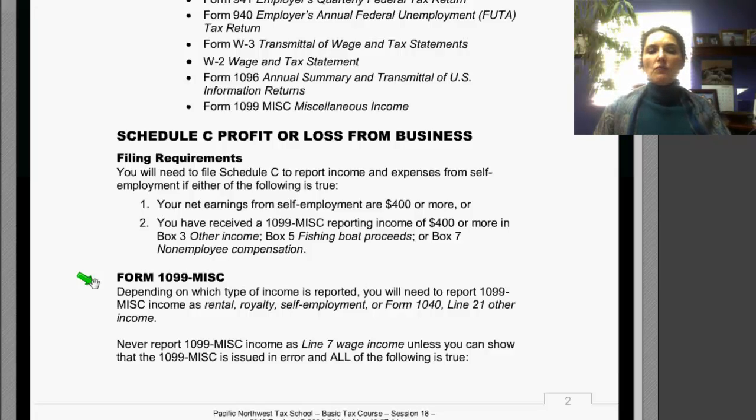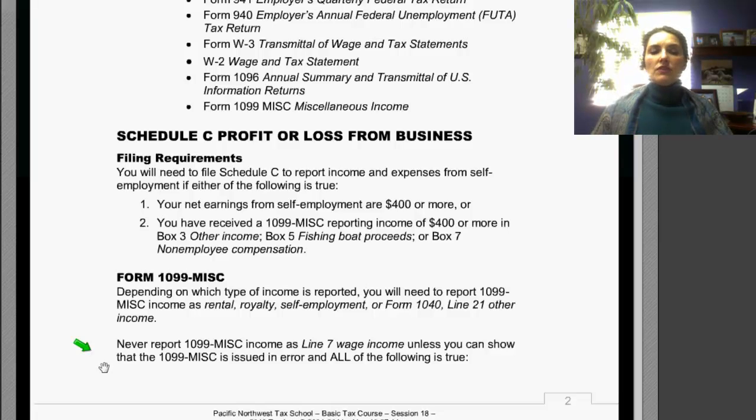Depending on which type of income is reported, you will need to report 1099 Miscellaneous Income as rental income, royalty income, self-employment income, or you might report it on Form 1040, line 21, as other income. But never report 1099 Miscellaneous Income as line 7 wage income. That is income that you report on line 7 of Form 1040.